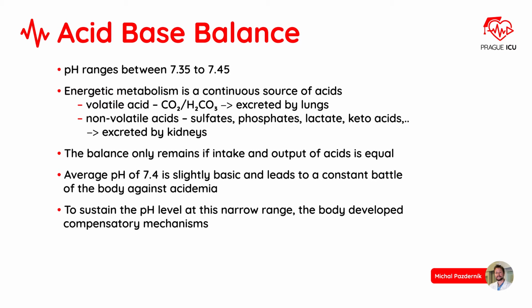Normally, pH ranges between 7.35 to 7.45. Energetic metabolism is a continuous source of acids. Volatile acid includes CO2, carbonic acid respectively, which is excreted by lungs. Non-volatile acids include sulfates, phosphates, lactate, ketoacids that are excreted by kidneys. The balance only remains if intake and output of acids is equal. Average pH is 7.4, which is slightly basic and leads to a constant battle of the body against acidemia. To sustain the pH level at this narrow range, the body developed compensatory mechanisms.